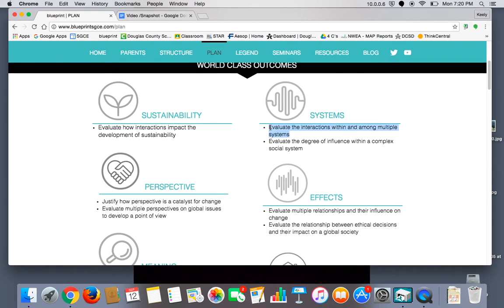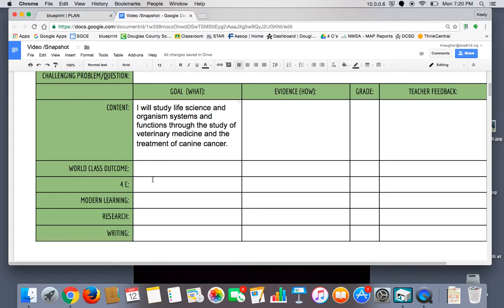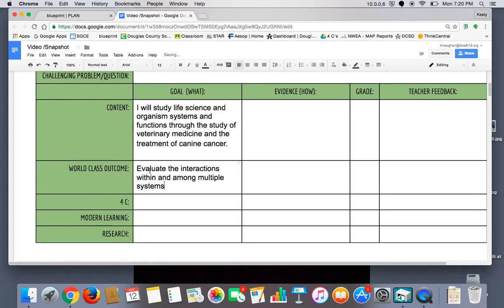So I'm thinking that this is going to be a really good world-class outcome for what I'm trying to do. All of my research and studying of medicine and cancer in dogs is going to lead me to a higher level of seeing how those things affect different systems within that canine. So I'm going to copy that world-class outcome, and I'm going to put it into my snapshot.